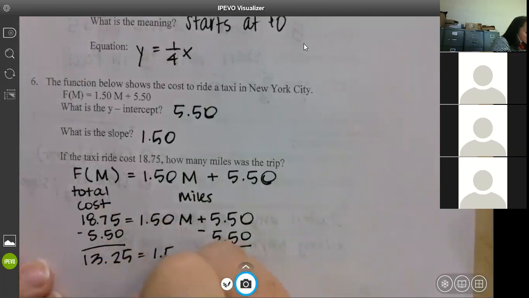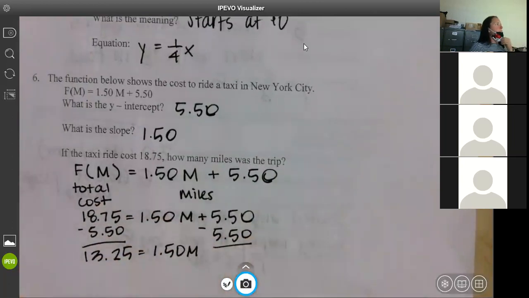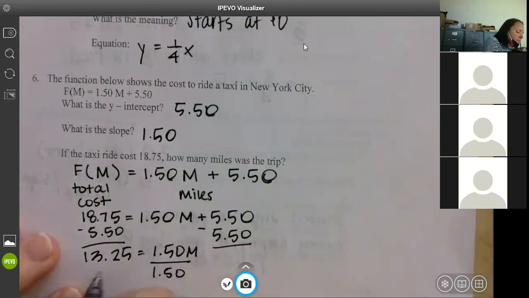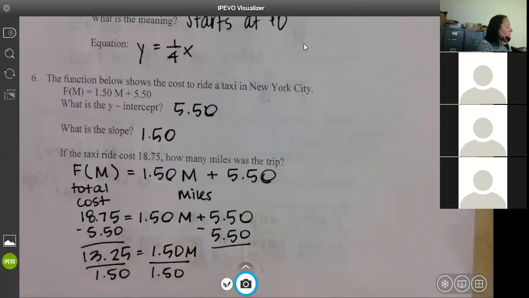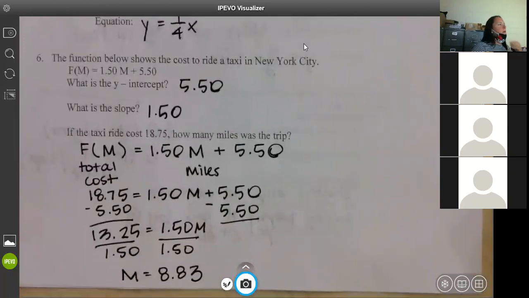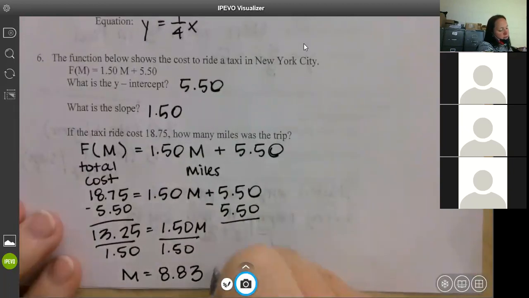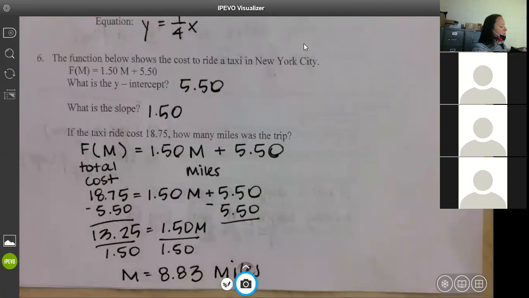13.25. No worries. Great job without a calculator. Great job. Last step, divide by 1.50. And what do we get? Yeah, and it's going to be a decimal, and that's okay. So 8.83 what? What's my units? Miles. M stood for miles. You don't have to worry too much about units because if they give you multiple choice, it'll just have it all in miles. It won't have different units, okay?